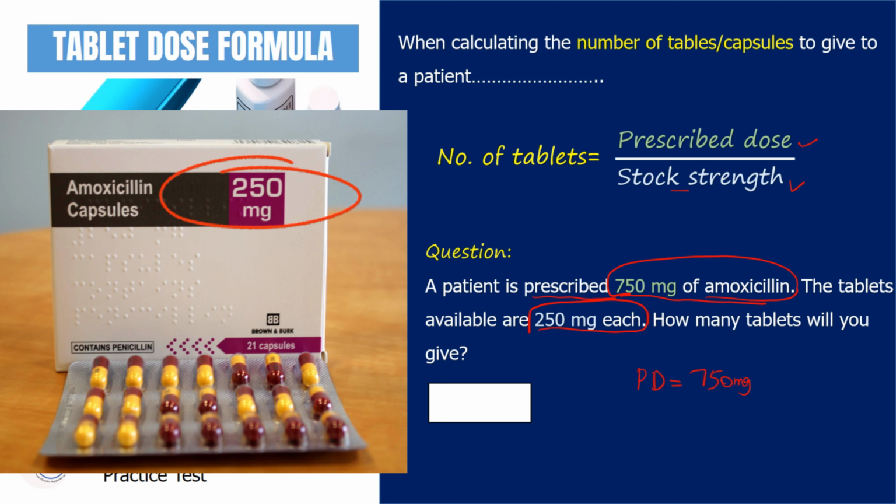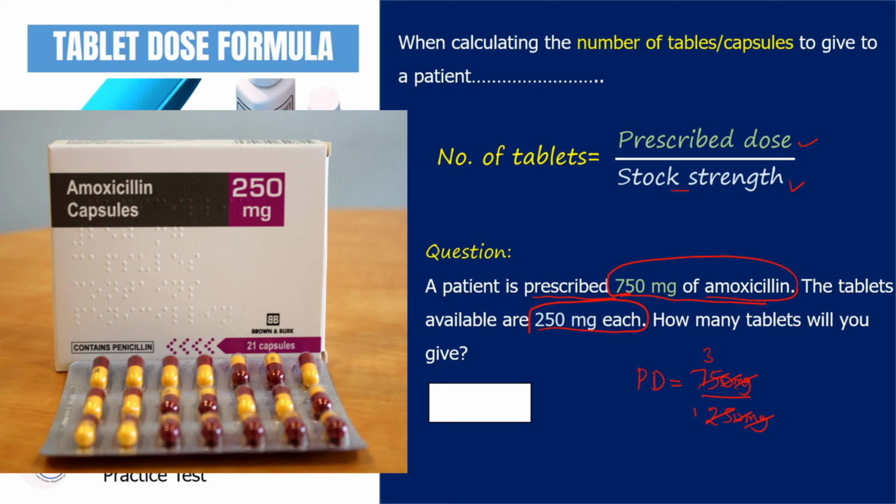So what you're going to do here is that to be able to calculate for the number of tablets, you need the prescribed dose over the stock strength. So now let's do that. Stock strength here is 250. So this milligram cancels this milligram, 0 cancels 0, and then 25 goes into this once and goes into 75.